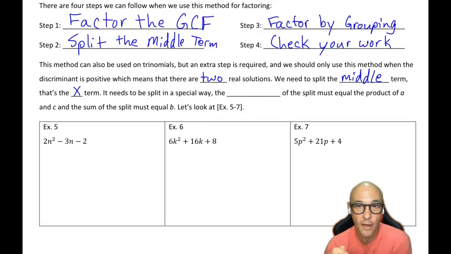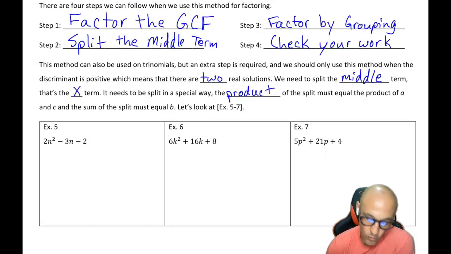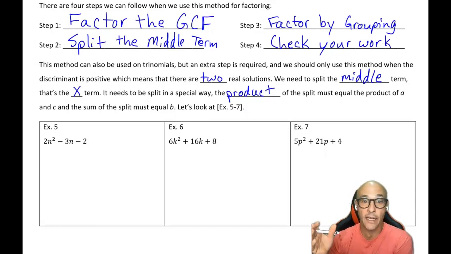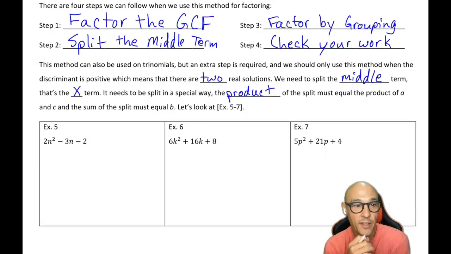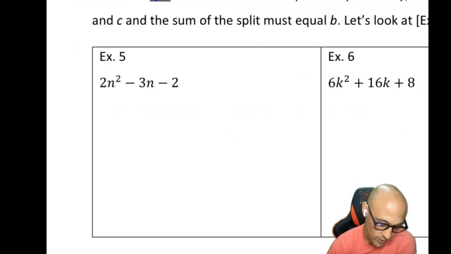The product of the split must be equal to the product of A and C. So when we multiply A, the leading coefficient, by C, the constant, however we split the middle term has to be split so that the two coefficients equal A times C. And I'll show you that in just a minute. And the sum of the split must be equal to B, and that's the coefficient in front of the variable. So we're going to look at this a few times.